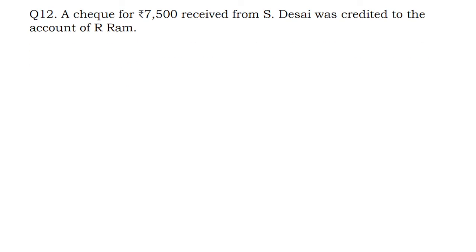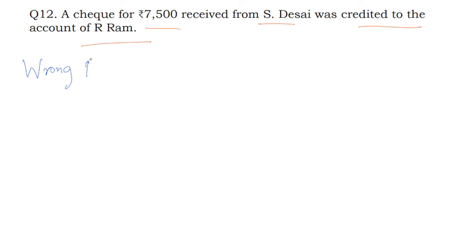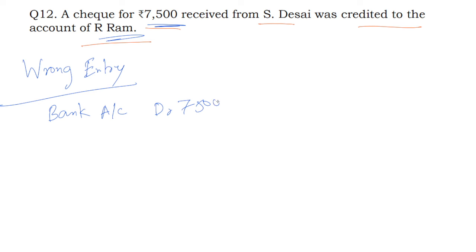Okay, so this is question number 12. A check for rupees 7,500 received from S Desai was credited to R Ram. How is it possible? See, wrong entry. Check received of 7,500 from S Desai credited to R Ram. That means the wrong entry is like this. Check receipt means we will debit the bank account 7,500, but wrongly credited to R Ram 7,500.